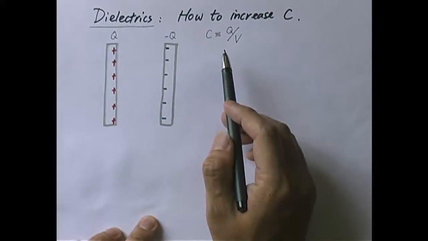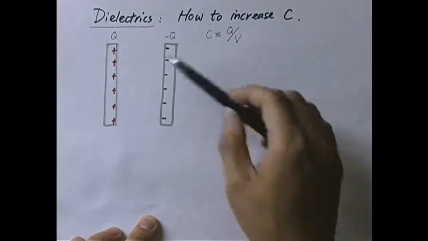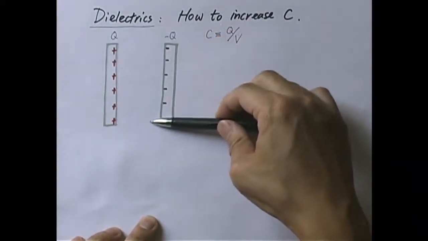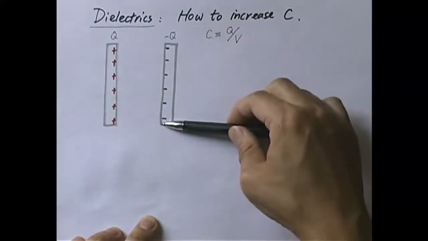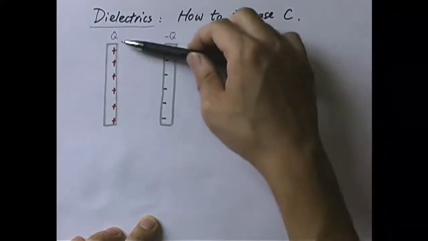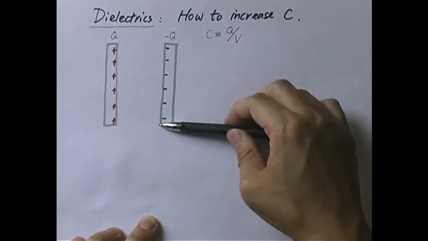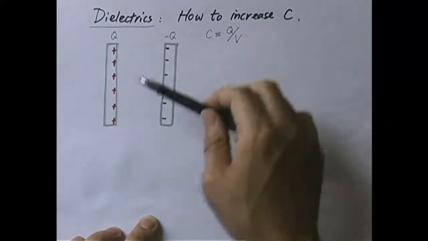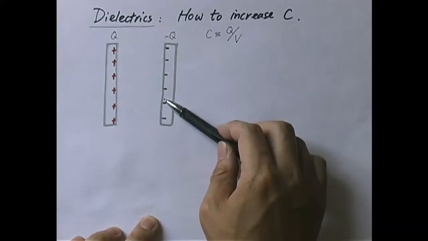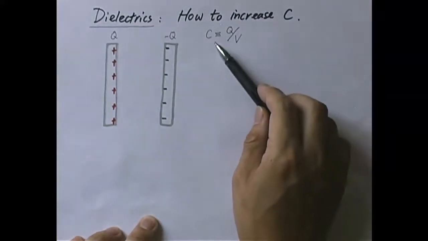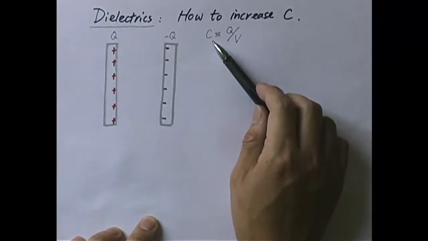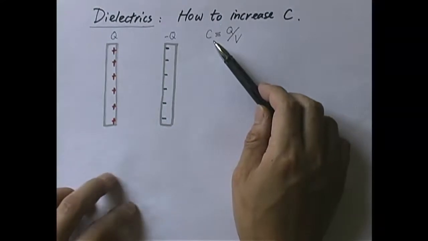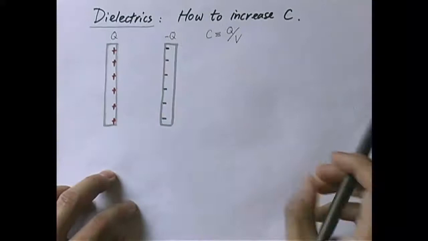So, is it possible, for example, to insert some special substance in between these two plates? So it's not vacuum anymore. Rather, we insert a certain special material such that once you insert this material, you find there is a drop in the electric field between these two plates, and that makes V smaller, and that will make C greater. Well, it turns out, yes, we can do that, and there is a class of material that does that, and these are called dielectrics.